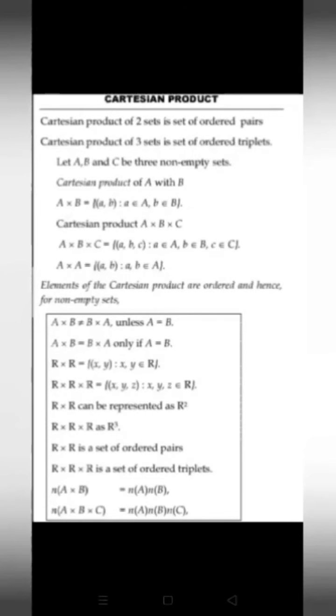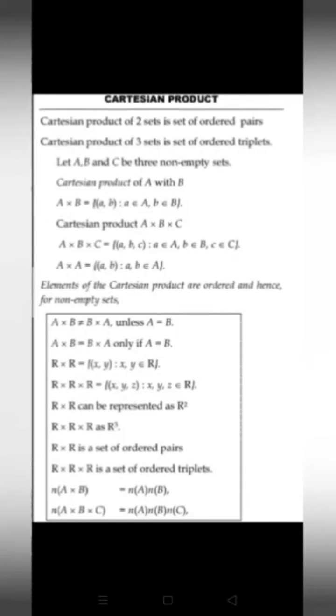So R cross R is equal to the set of all ordered pairs (x, y) such that x, y belong to R. Here capital R denotes the real numbers. So this R cross R indicates our Cartesian plane. Then R cross R cross R, that is R cubed, three dimension figure, right? So that is equal to the set of all ordered triplets (x, y, z) such that x, y, z also belong to capital R.